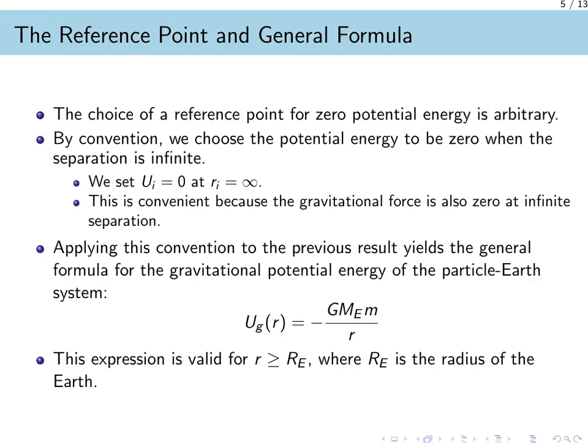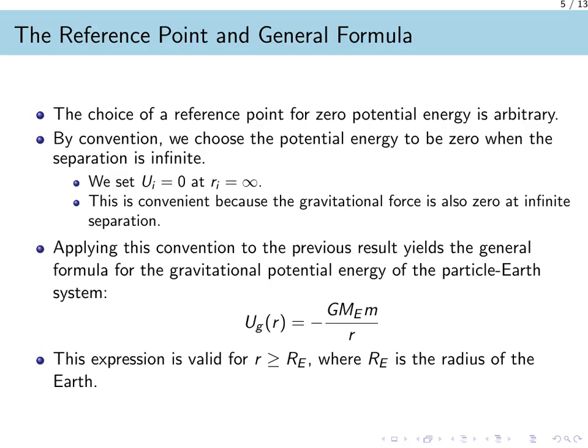To assign a specific value to gravitational potential energy, we must first choose a reference point where the energy is zero. While this choice is arbitrary, the standard convention is to set the potential energy to zero when two objects are infinitely far apart. This is a logical choice, because the gravitational force between the objects also becomes zero at that distance. Applying this convention to our previous result for the change in potential energy simplifies the equation.